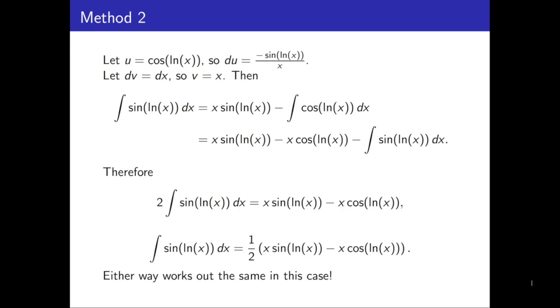So we get x sine of natural log of x minus x cos of natural log of x, divided by 2, which thankfully is exactly the same expression that we got when we did it using method 1. So in this case, either of those methods will work out. There wasn't any particularly obvious method when we first glanced at it, but we said we could try integration by parts anyway, we could try a substitution anyway, and in this case both of them worked and they gave exactly the same form of the answer. So either one is fine.